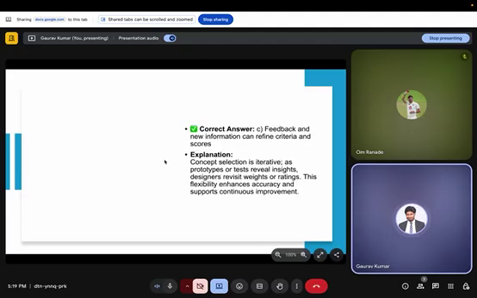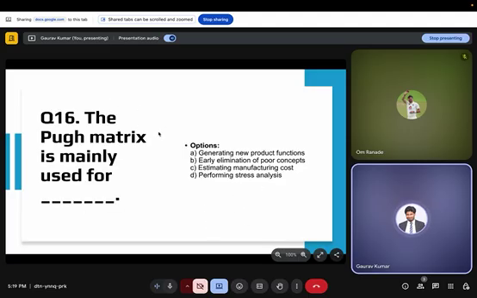Those who are watching the video later, kindly go through this slide. Now moving towards the next one, question number 16. The Pugh matrix is mainly used for what?